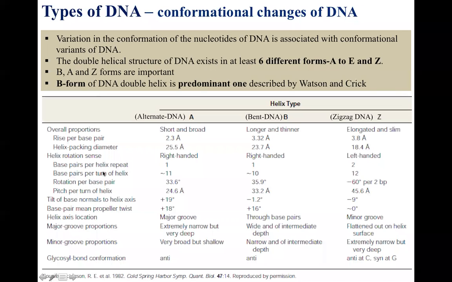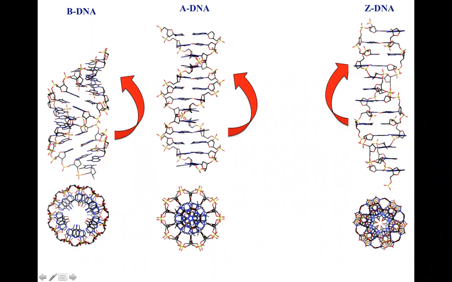Then base pairs per helix repeat and base pairs per turn of the helix. In case of B form it is 10, whereas in case of A it is 11, whereas in case of Z there are 12 base pairs. These are the differences between these 3 forms of DNA. You go through it, it is very simple, and you write according to the question asked in the exam. This is about B form, which is right-hand coiling, and A form is also right-hand coiling, and this is Z DNA, which is a left-handed coiling pattern.